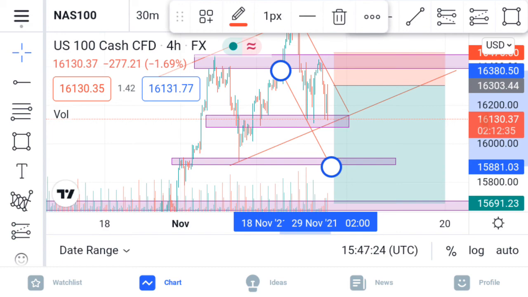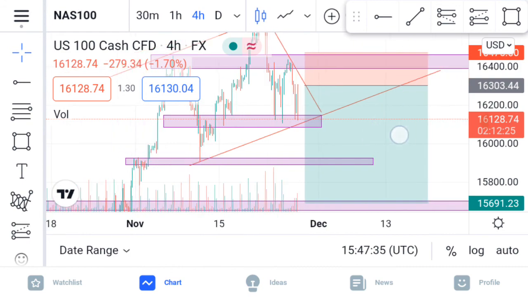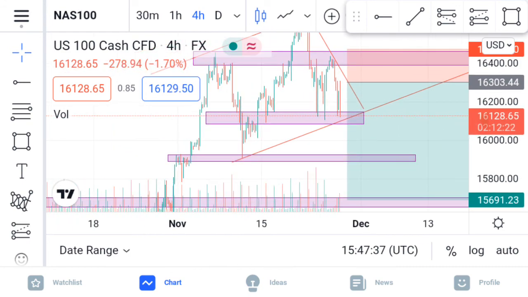But what I can say is forex is based on what you put in. What you put in is what you get, and what you get is what you have put in.